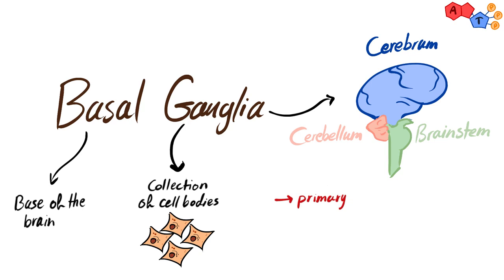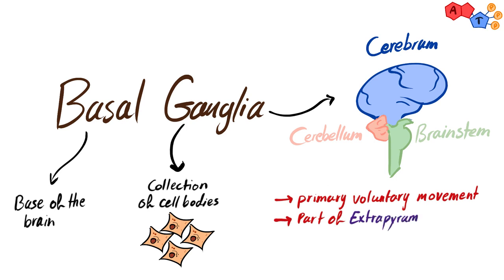The major function of these nuclei is to control the primary voluntary movement of the body. However, the basal ganglia is not considered part of the pyramidal system. Instead, it's a part of the extrapyramidal system. Now, we will go in more depth and discuss the function of the basal ganglia and its nuclei.